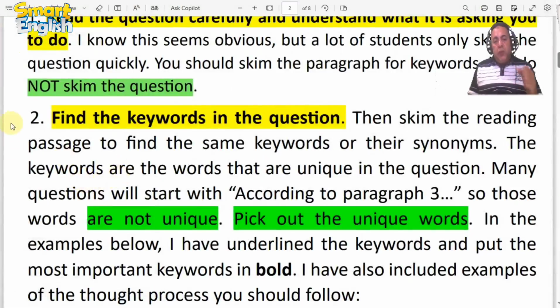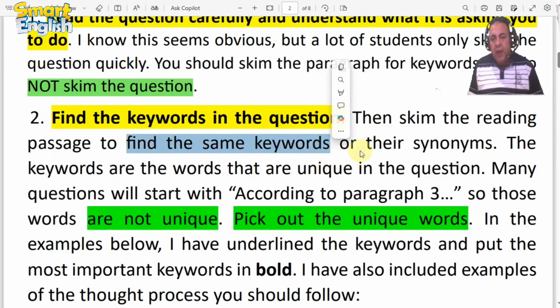Strategy number 2, find the keywords in the question. As you know, every question has some keywords. And I will now teach you how to deal with this, because searching for a certain kind of keyword is not an easy task. So please pay me your attention and follow me. Then skim the reading passage to find the same keywords, okay, or their synonyms. This is the first step.